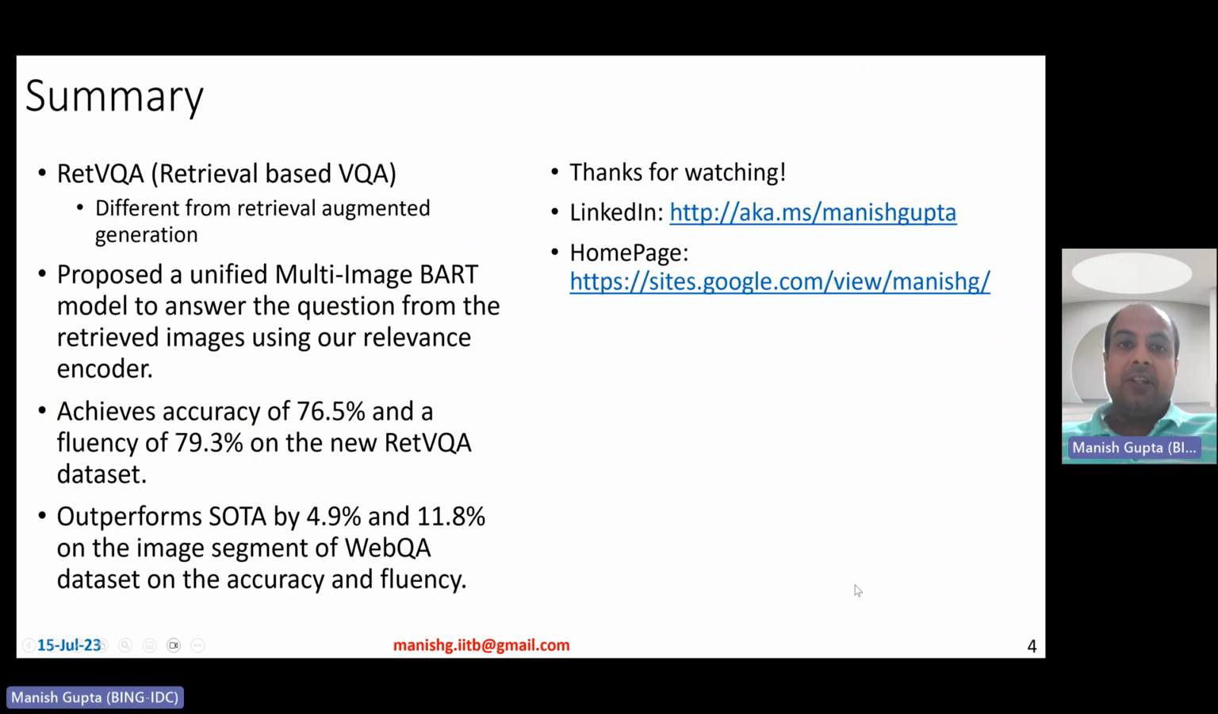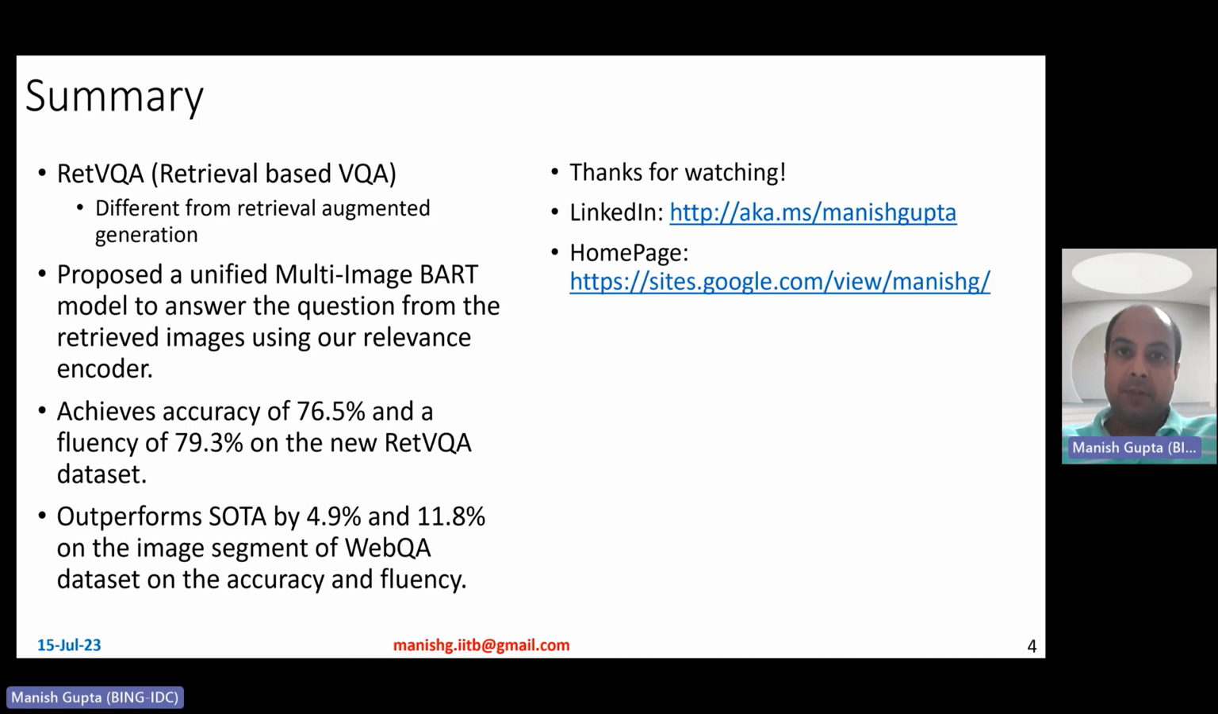Okay. So overall, in this video, I talked about this new problem setting called retrieval-based visual question answering. And remember, this is a different problem setting from retrieval augmented generation, right? While in retrieval augmented generation, the images add value in terms of giving extra evidence to answer the question appropriately, here in retrieval-based visual question answering, the retrieved images are the most relevant images from the image collection, and they are a must to be able to answer the question accurately.